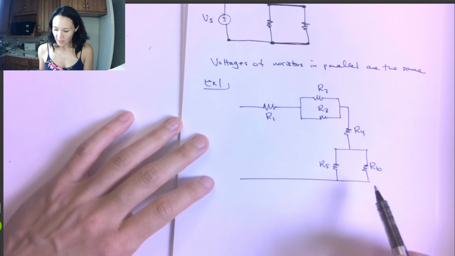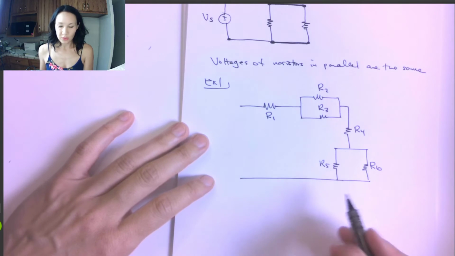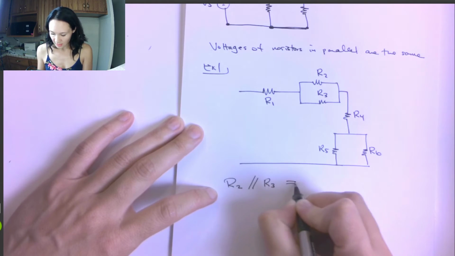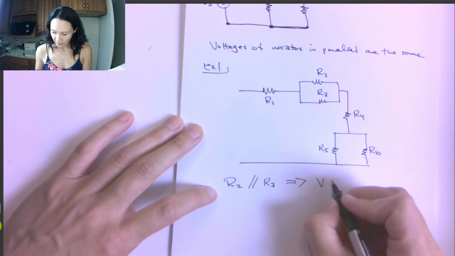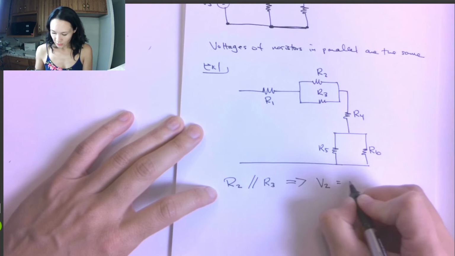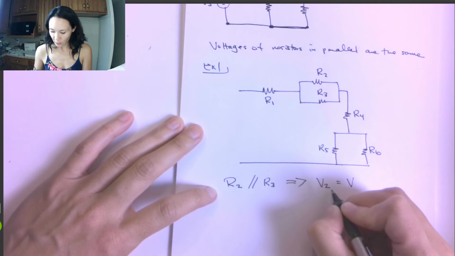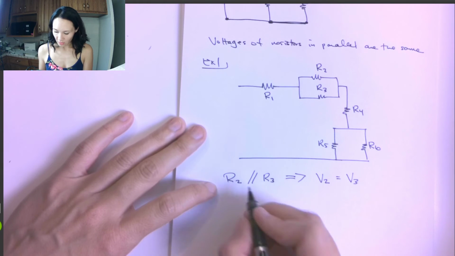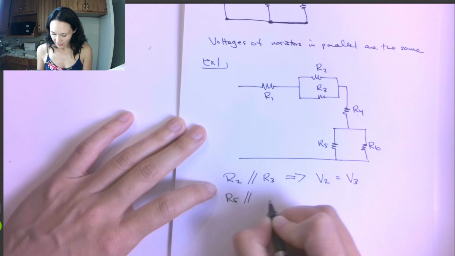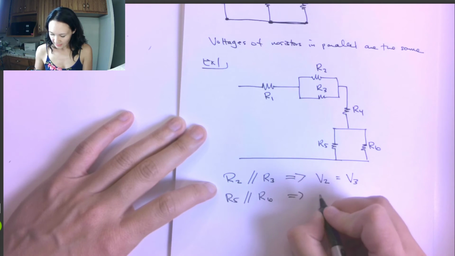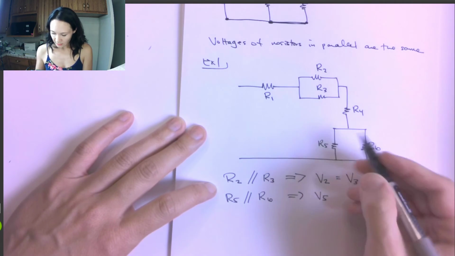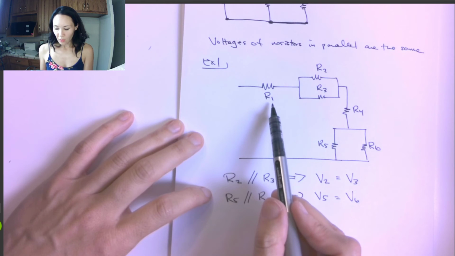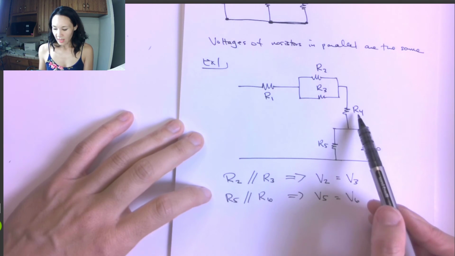In this orientation, the resistors that are parallel are R2 and R3. So here's a shorthand notation. R2 is in parallel with R3, so that implies that the voltage drop across R2 is equal to the voltage drop across R3. Same story here with R5 and R6. R5 is in parallel with R6, so that implies that the voltage drop across R5 is equal to the voltage drop across R6. Now, R1 is not in parallel and R4 is not in parallel.